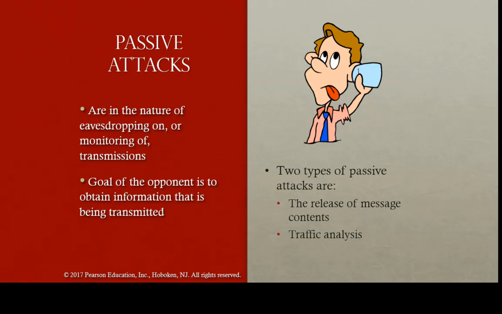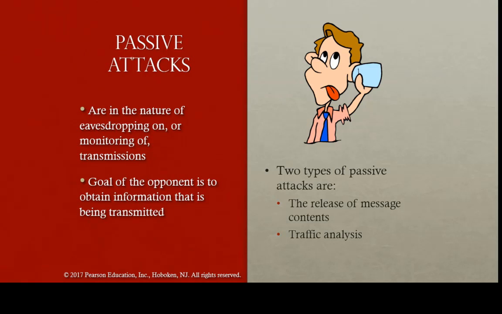Passive attacks. The goal of the opponent is to obtain information that is being transmitted. Two types of passive attacks are the release of message contents and traffic analysis. The release of message contents is easily understood. A telephone conversation, an electronic mail message, or a transferred file may contain sensitive or confidential information. We would like to prevent an opponent from learning the contents of these transmissions.